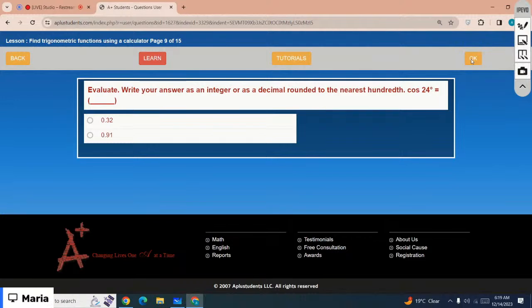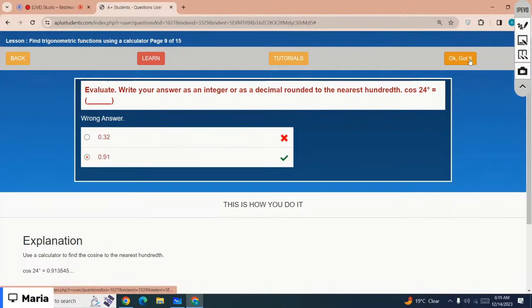Okay, evaluate. Write your answer as an integer or as a decimal rounded to the nearest hundredth. The question is cos 24, which is the correct option? That is 0.32, right? Oh, that is 0.91. Sorry.